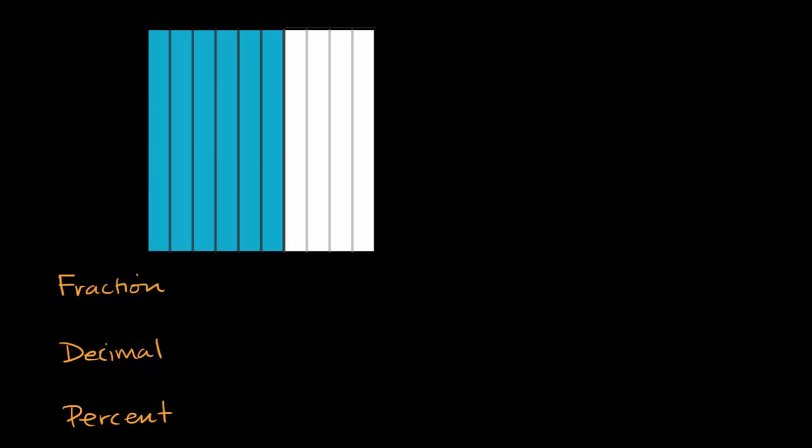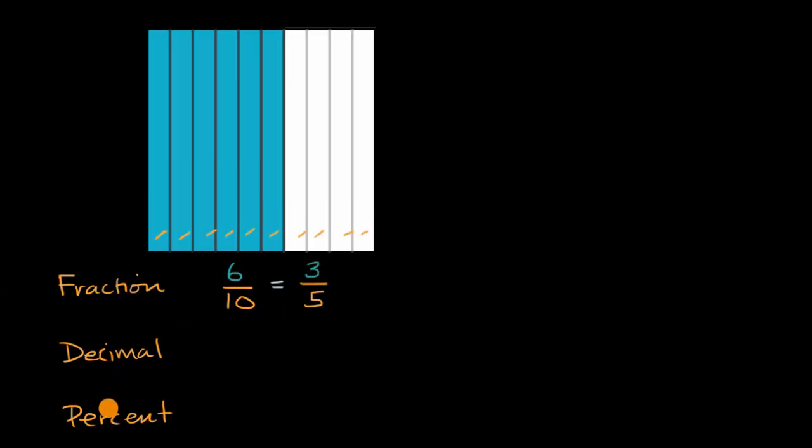Well, let's first think about it as a fraction. So the whole is split into 1, 2, 3, 4, 5, 6, 7, 8, 9, 10 equal sections. And 6 of them are filled in. So the blue represents 6/10 of a whole, or you could just say 6/10. And you could also rewrite that. If you divide the numerator and the denominator by 2, that's the same thing as 3 over 5.